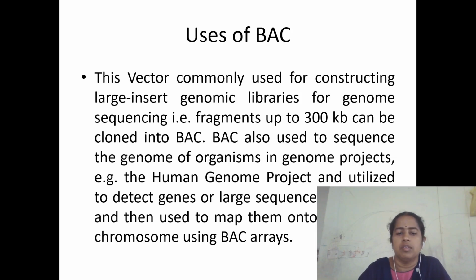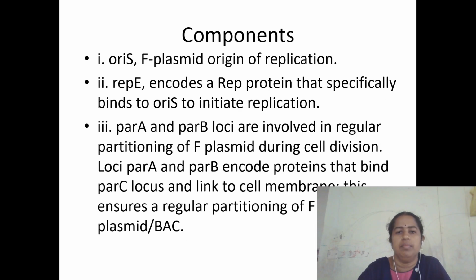It can be used in genome projects where the number of kilobase pairs is more. That is, here we have 300 kilobase pairs, whereas it was only 40 kilobase pairs in case of bacteriophages, and even less than that in case of plasmids. So bacterial artificial chromosomes was utilized in the human genome project to detect genes and large sequence of interest.